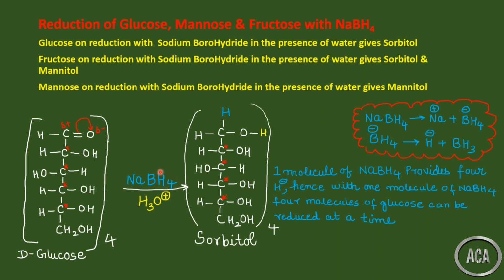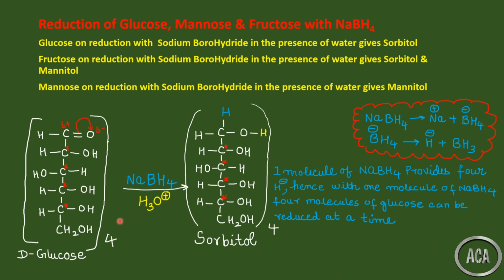So at a time, 4 molecules of glucose can be reduced, but this is followed by hydrolysis, because we need one proton also. We will see now where the hydride, that is H minus, is added and where the proton is required. The proton comes from hydrolysis, that is acidic water, a little amount of acid added in the water. That is why we represent H3O plus, that is, the water is a little acidic.